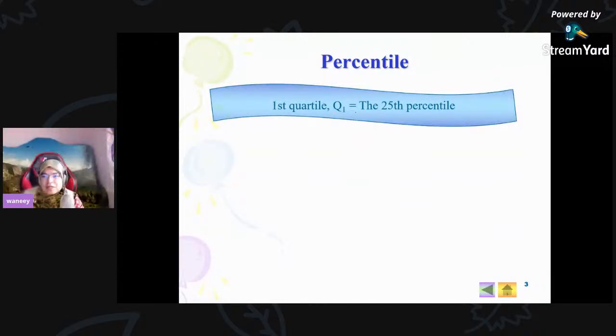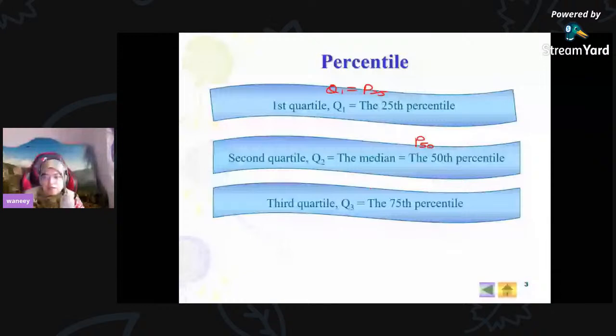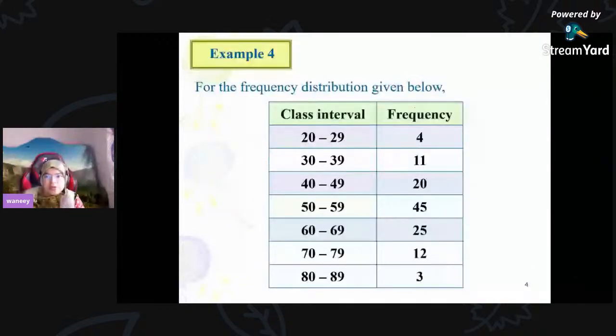The first quartile is actually the 25th percentile, or you can say that Q1 is equal to P25. The second quartile is the median, and that is the 50th percentile, so this is P50. The third quartile is the 75th percentile, so this is P75. The interquartile range, IQR, is the range between the first quartile and the third quartile.